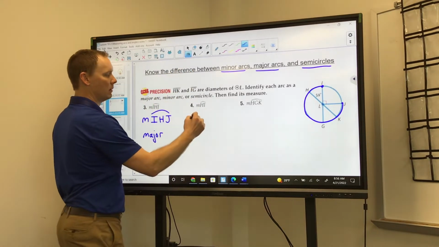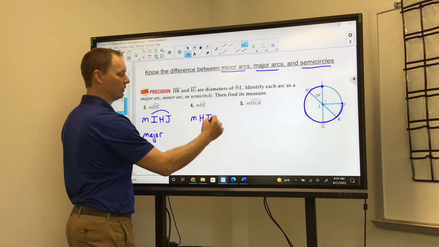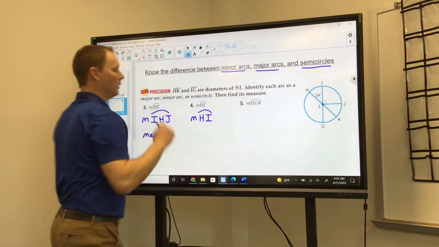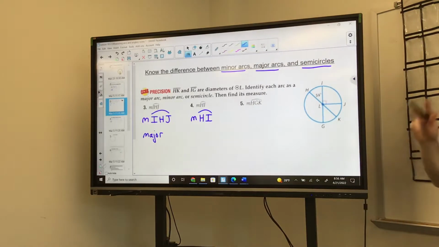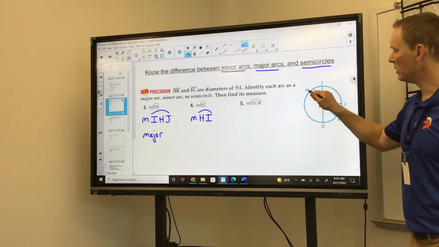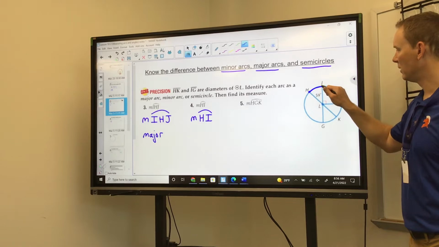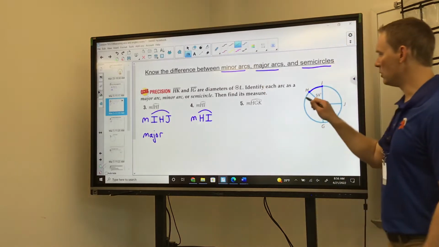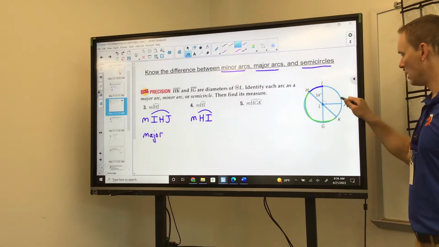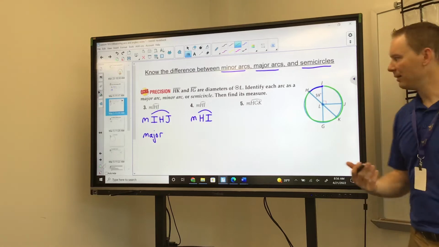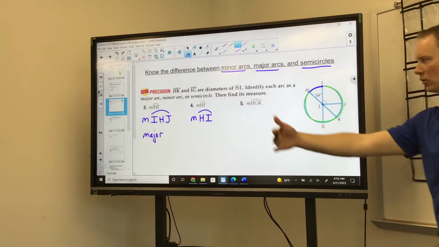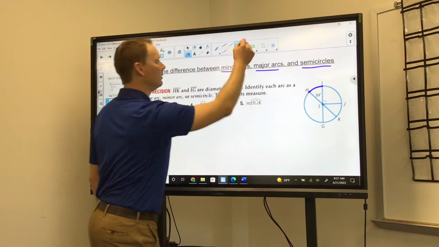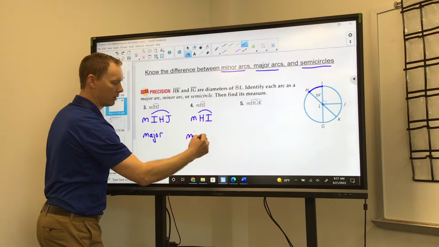This one here only has 2 letters to it. The thing to recognize when you only have 2 letters to name an arc is that you always go the shorter distance to identify the arc. Someone might say, well, Mr. Cundy, you could go H-I like this. Well, yeah, but when there's only 2, it's always understood that you go the shorter distance. So it's always a minor arc.